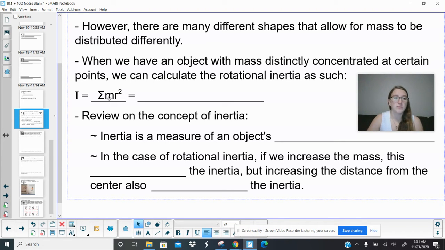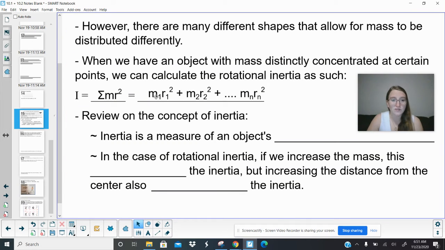So again, what a summation means is that the mass of the first object times the distance from center squared, plus the mass of the second object times its distance from center squared, plus however many objects that we have. And when we talk about objects, we can talk about concentrations of masses. Again, it depends on the question. We just add them all together. So it's actually really simple to do. Some shapes get a bit more complicated. Again, we'll talk about that later.